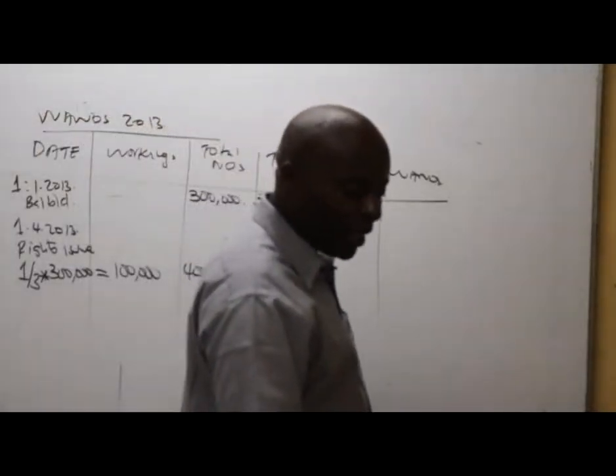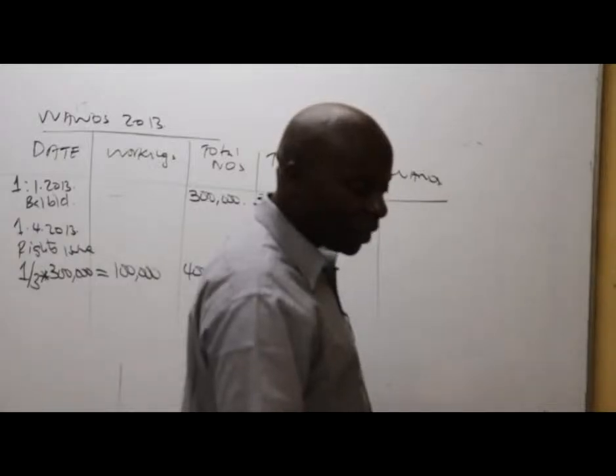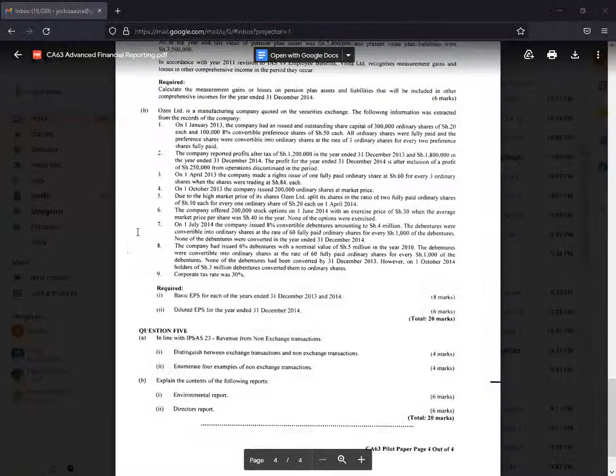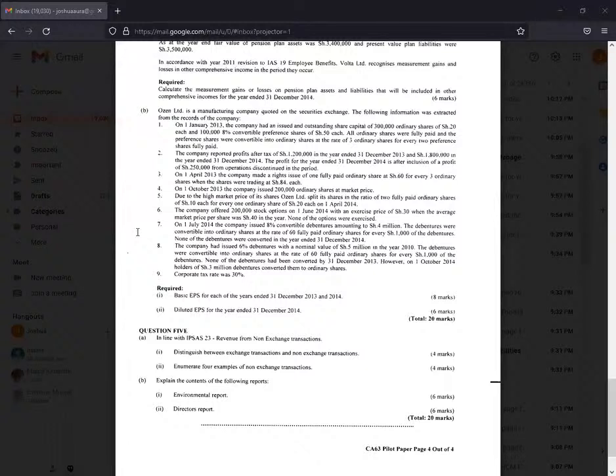Haya, tuendelee tu kwanza tuone kama kuna any other transaction. Let's see whether we have any other transaction in 2013. On 1st October, look at this. On 1st October 2013, the company issued 200,000 ordinary shares at market price. I love this. It's 2013 transaction on 1st October.